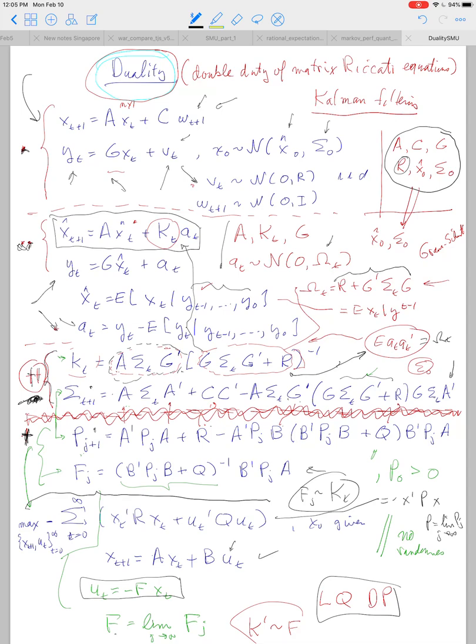And its practical use is that the matrix Riccati equation does double duty. It can solve control problems, linear quadratic dynamic programming problems, and it can solve what are called filtering or prediction problems, hidden Markov models. The same math can solve both. And that's a big takeaway.